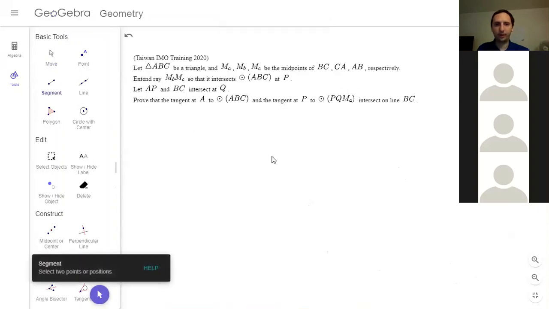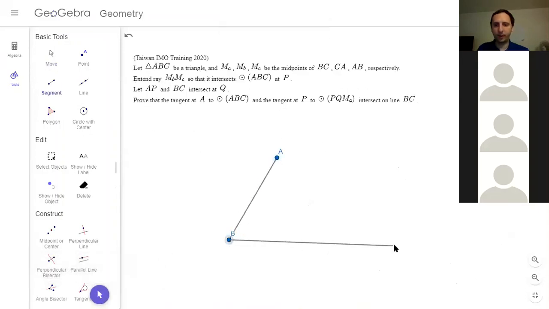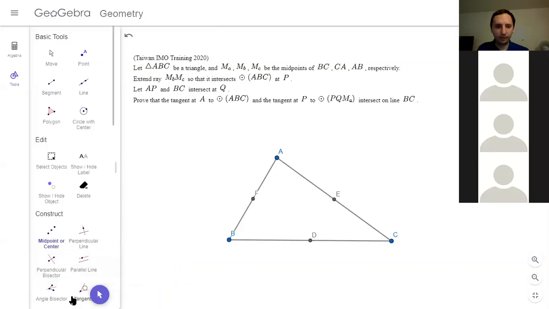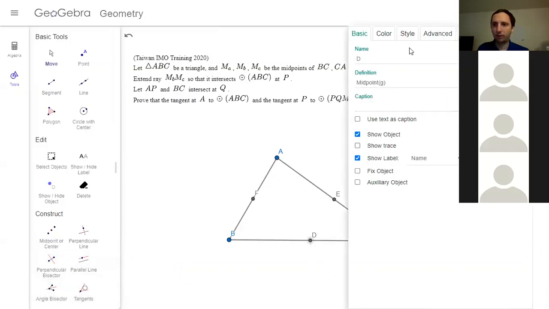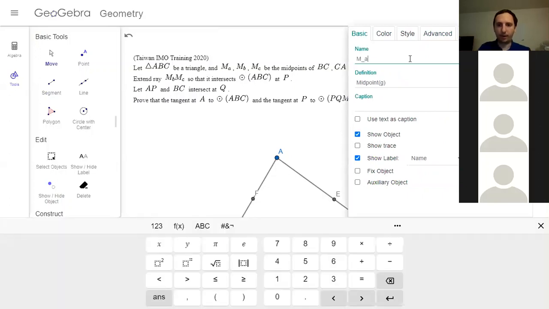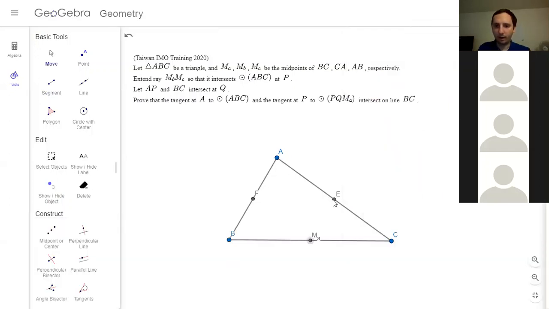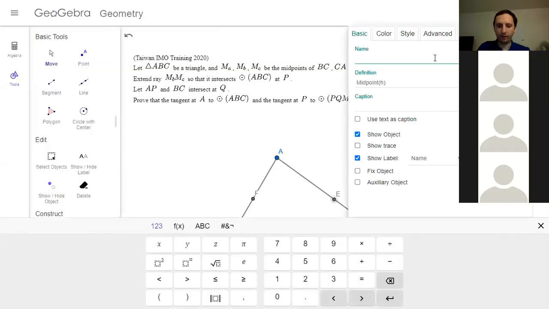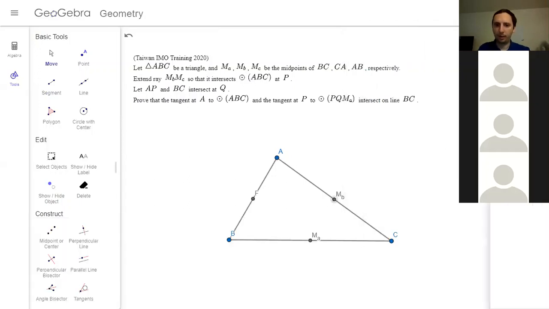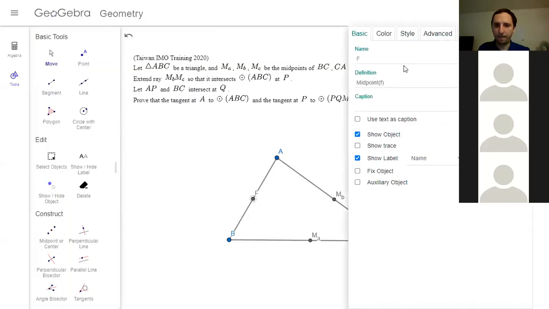Triangle. We have a triangle ABC, and we draw the three midpoints. So MA, MB, and MC. So this is MA. I'm just using the notation in the problem. MB and MC.